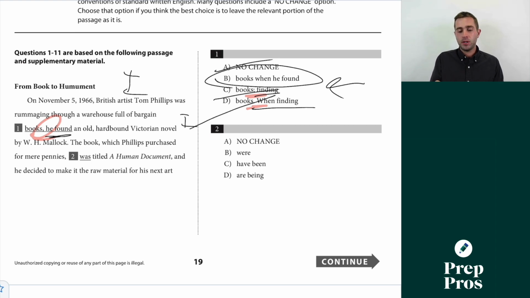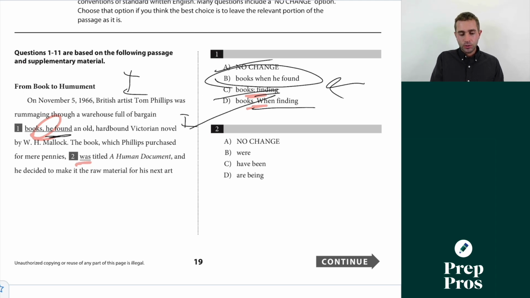Now, B simply works because what we have is an independent clause followed by a dependent clause. When he found an old hardbound Victorian novel by W.H. Mallock, dependent. If we have independent followed by dependent, we don't need any punctuation. Join the two of them together.